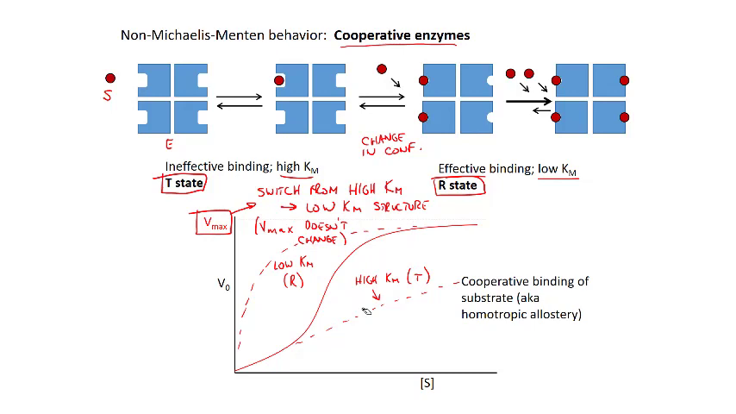And once again, just like we saw last time with binding, this means that we can get a big change in our initial rate from a relatively small change in our substrate concentration, which is handy in a lot of biological situations.